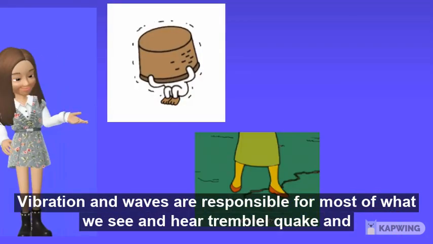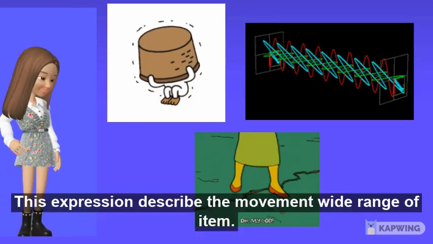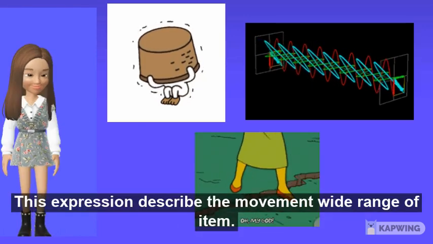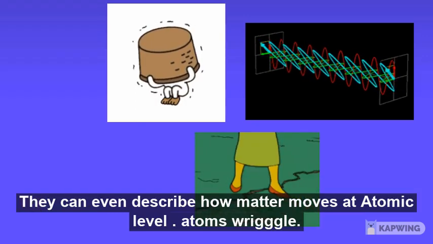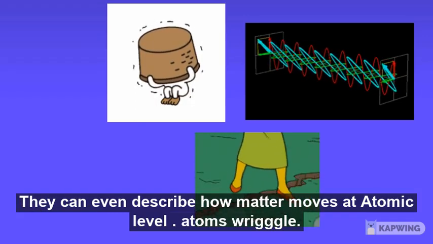Tremble, quake, and oscillate. These expressions describe the movement of a wide range of items. They can even describe how matter moves at atomic level. Atoms wriggle as well, going back and forth.